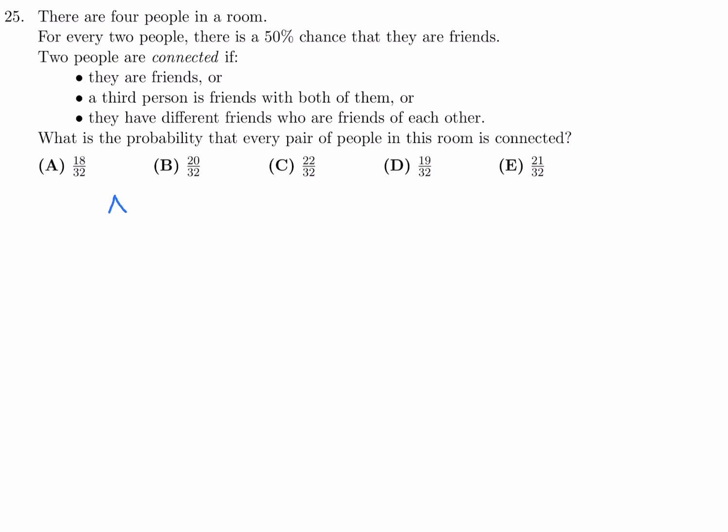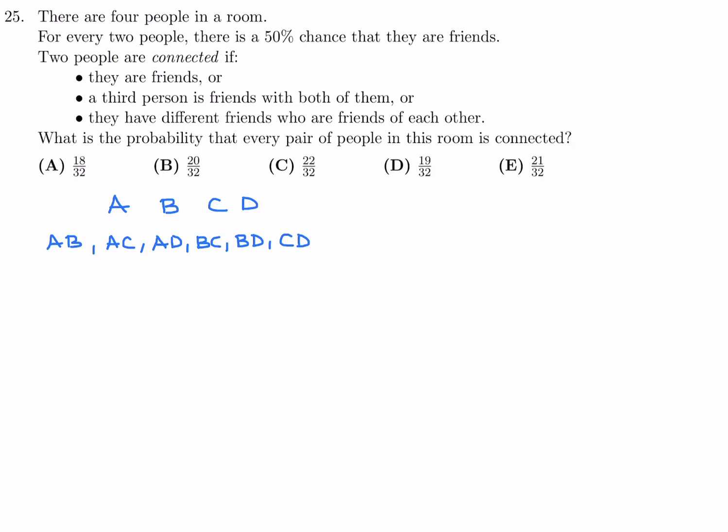We have 4 friends. I'll call them A, B, C, D. And there's the following pairs. We have A and B, A and C, A and D, B and C, B and D, and finally C and D. Those are the 6 possible pairings. And now we have to figure out if they are connected or not.